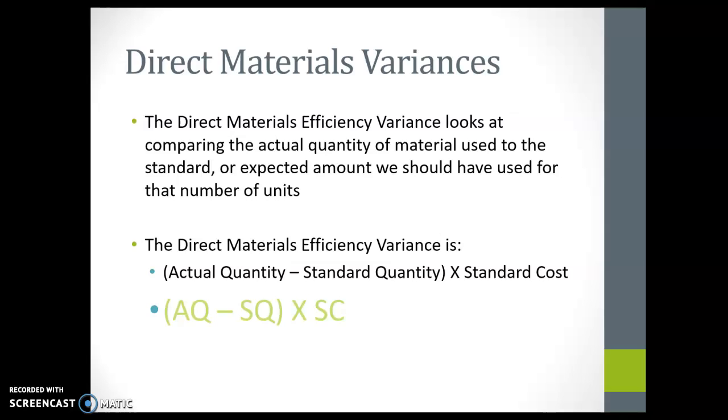All right, this slide talks about the direct materials efficiency variance. The efficiency variance is another word for the quantity variance: how much wax did we use compared to how much wax we expected to use in the budget? Here's our formula. The actual quantity that we used of the direct material, the wax in this case, minus the standard quantity, what we should have used, and then that quantity times the standard cost per pound of wax. We can shorten this into acronyms: the actual quantity, AQ, minus the standard quantity, SQ, and then that amount times the SC, the standard cost per unit.